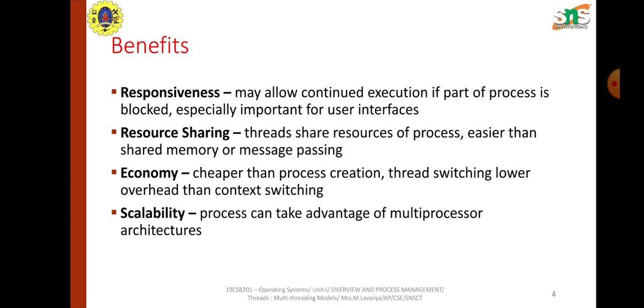And the third benefit is economy. As I said, process creation is heavier than thread creation. So a thread is comparatively cheaper than process creation, and thread switching is comparatively lower in cost than context switching of processes. In process communication, the data should be shared between all other processes, and that is known as context switching. The data will be shared among one or more processes, and thread switching is comparatively lower than process context switching.